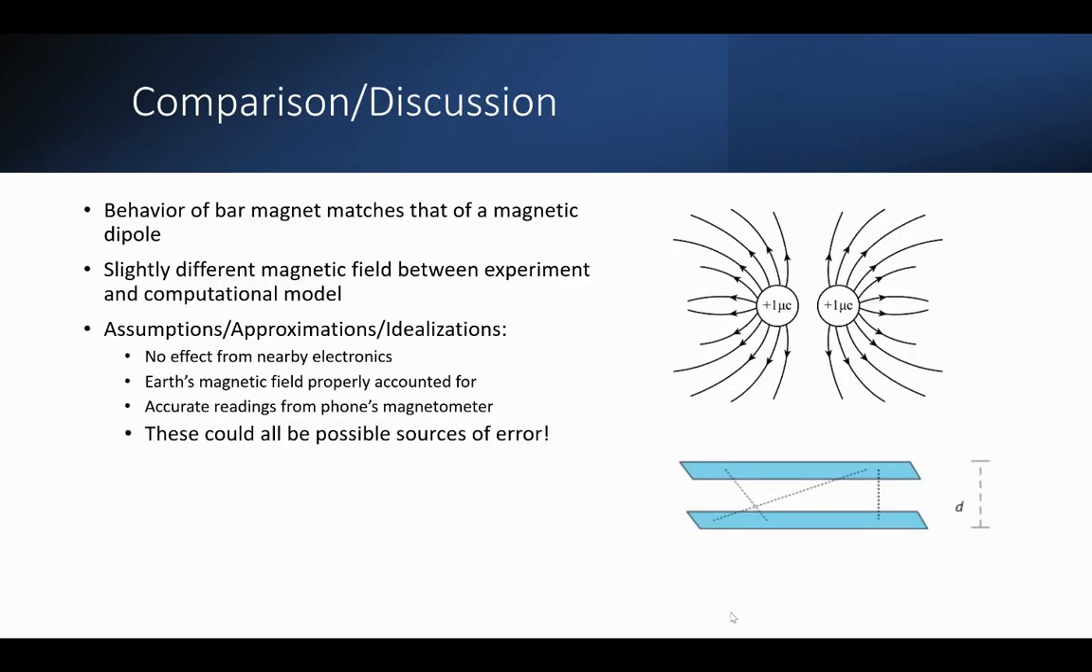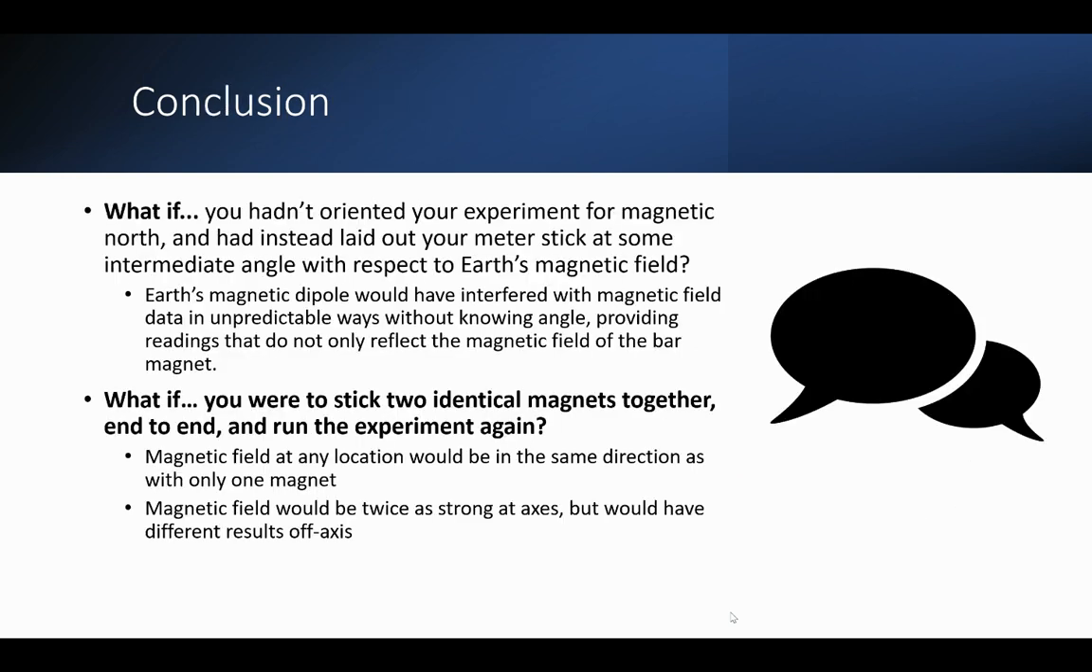The behavior of a bar magnet was found to match that of a magnetic dipole. There are slightly different magnetic fields, however, between the experiment and the computational model, and there are a few causes for why this could be the case. First, no effect from nearby electronics was the main assumption that we had to make. And then we also had to assume that the Earth's magnetic field was properly accounted for, and that there are accurate readings from the phone's magnetometer. But these are all assumptions, and therefore, if one of these things were off, that could be a possible source of error.